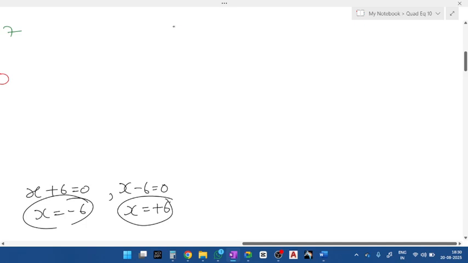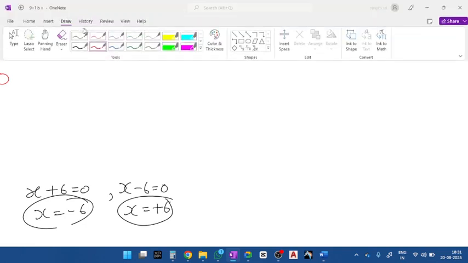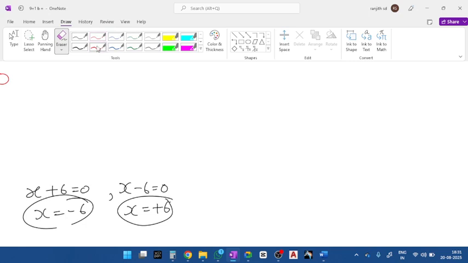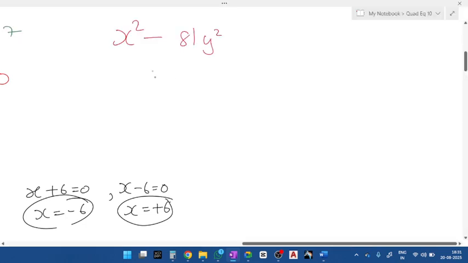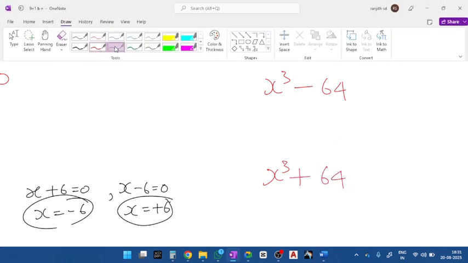Look here. Now, there are a few questions where if 4 values are given, we use the bracket method and we factorize. Next, if only 2 values are given, x square minus 81 y square will be given. You'll have questions like this where you have to use the a square minus b square concept. If not, x cube minus 64 or x cube plus 64. Fine. These are the types of questions you'll get, students.